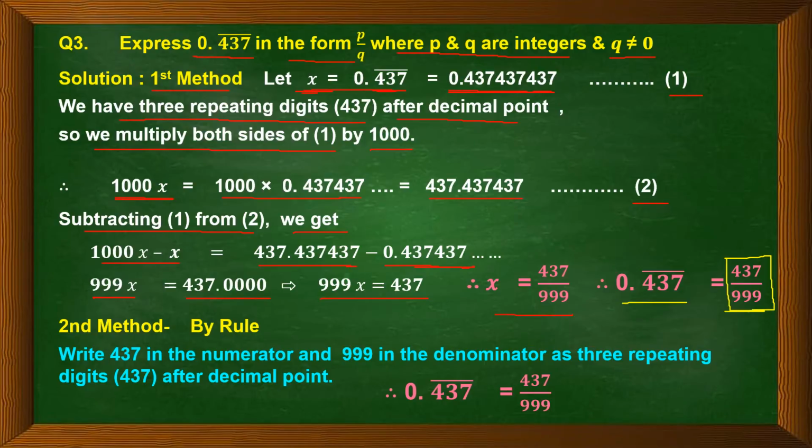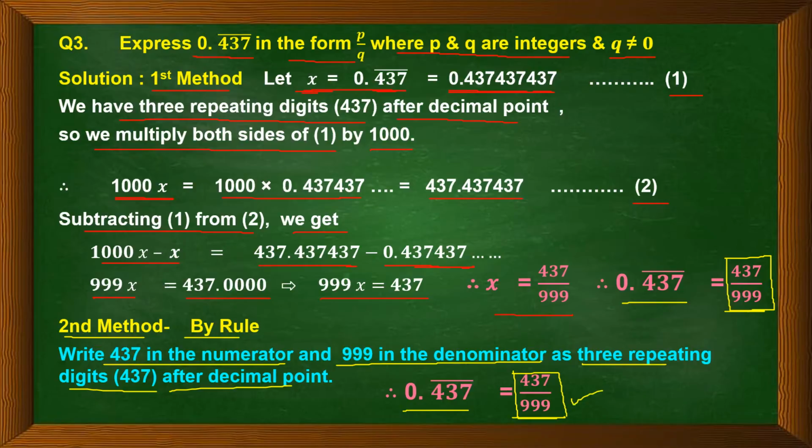Now let us come to second method, that is by rule method. According to the rule method, we can write 437 in the numerator. That means without the decimal we can write 437 in the numerator and then 999 in the denominator, as there are three repeating digits, that is 437 after the decimal point. So the answer is 0.437 bar is equal to 437 divided by 999. This is our p by q form, and if you see, both the methods are giving the same answer, right?